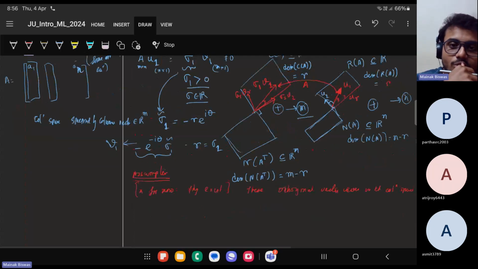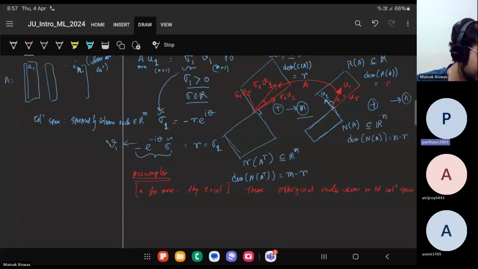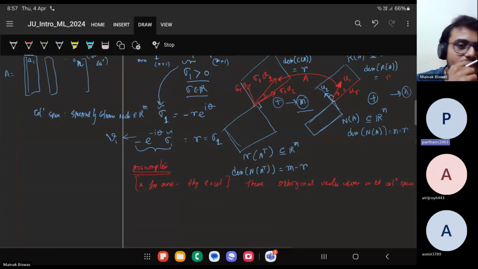Again, you're doing the same mistake. Only for symmetric matrices does that happen. We have spoken about this many times before. If ui dot uj is 0, and I write A ui as lambda ui and A uj as lambda uj, then lambda squared ui dot uj is 0. Correct.